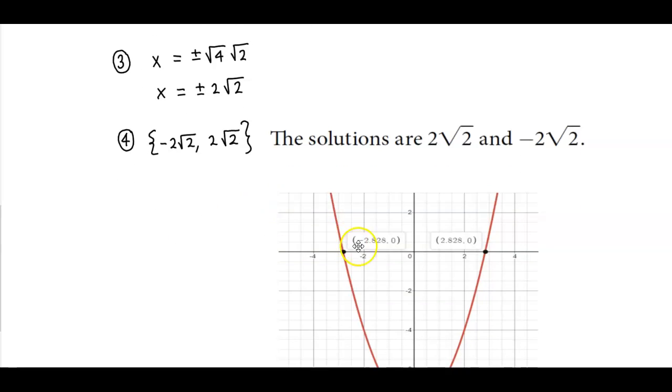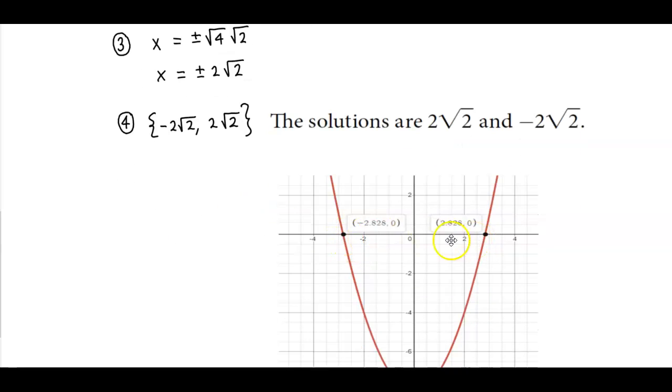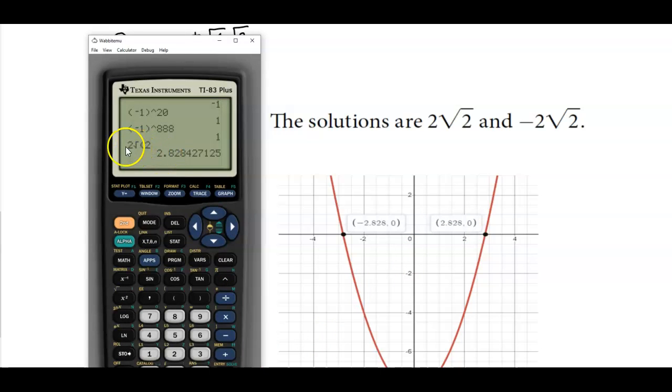And if we take a look at our graph, you can see where it crosses the x-axis at negative 2.828 and 2.828. So let's take a look and see what 2 times the square root of 2 looks like on our calculator. 2 times the square root of 2 is 2.828, which gives us that result.